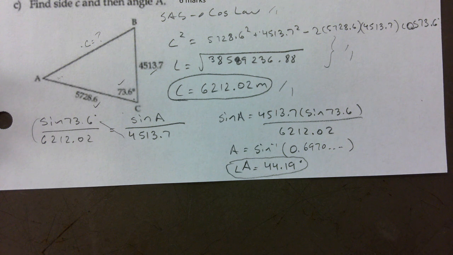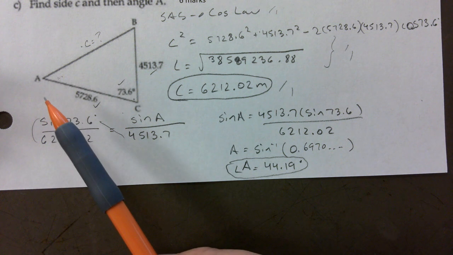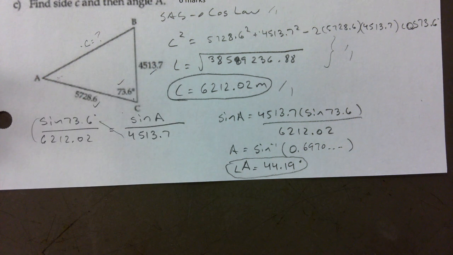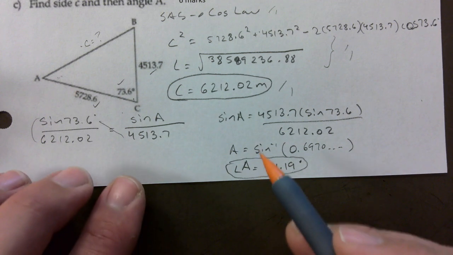You could have used cosine law, right? Because now you have all 3 sides. Use cosine law? That's okay. You got the same answer, right? Yeah, you should get the same answer.